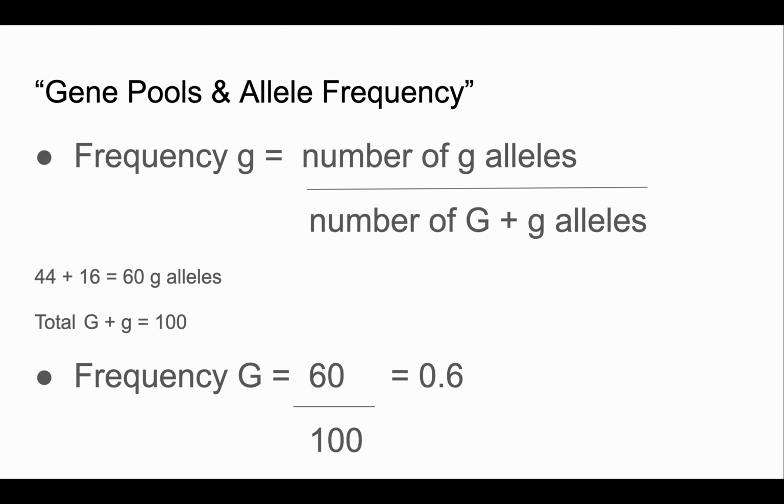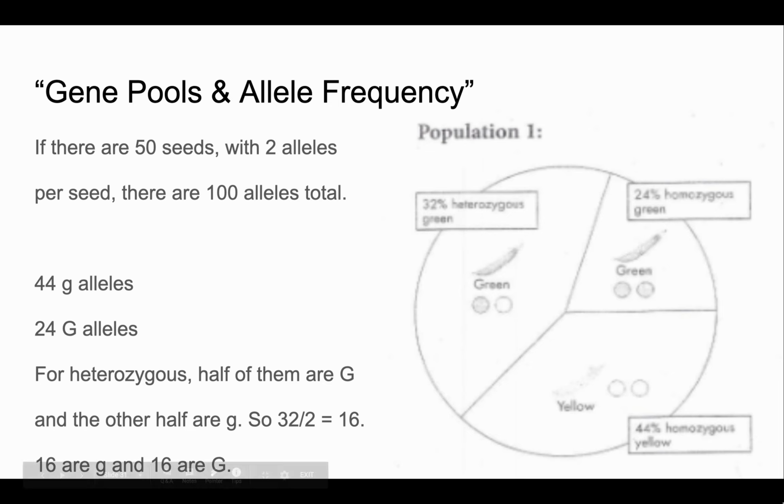Now let's figure out the frequency of little g. The frequency of little g is equal to the number of little g alleles divided by the number of big G and little g alleles together. We have 44 little g's, and we got that from our homozygous yellow, because if it's yellow, we know it has to be little g, since that's the only phenotype that can come from little g. Homozygous just means it has the same alleles, so little g is homozygous. There's 44 of those.